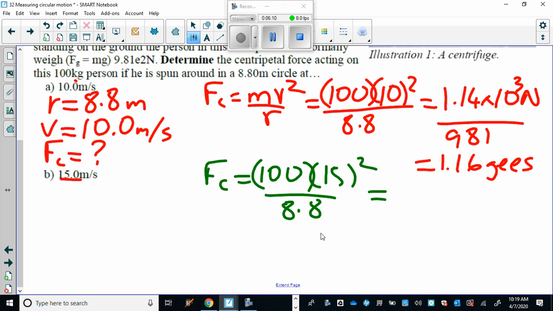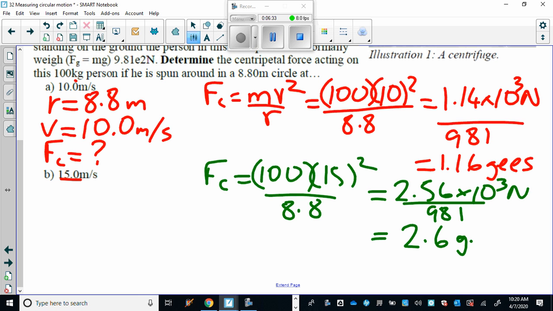All of a sudden, this works out to be 2.56 times 10 to the 3 newtons. Again, divide that by 981, 100 kilograms times 9.81 meters per second squared, and you get 2.6 G's. Should be no apostrophe there.